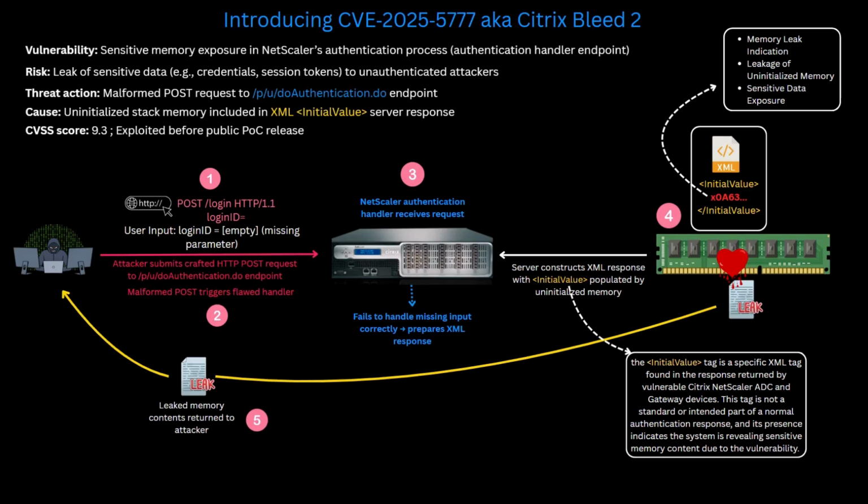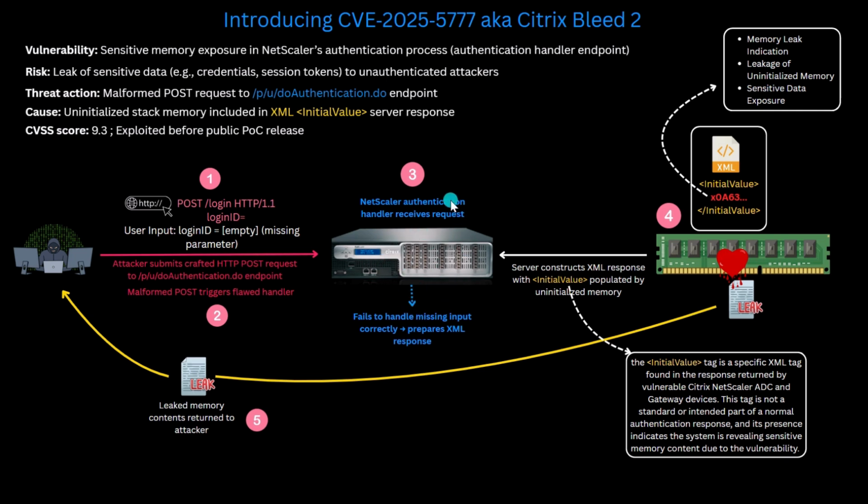Before we jump into secure coding concepts, let's first understand the real-world vulnerability that we are using as a reference point in this video. This is Citrix Bleed 2. It is officially tracked as CVE-2025-5777 in the National Vulnerability Database of the US, which is maintained by NIST. It's a serious memory exposure flaw that was discovered recently in Citrix NetScaler's authentication handler. Citrix NetScaler is a device that provides remote access VPN services and load balancing to organizations.